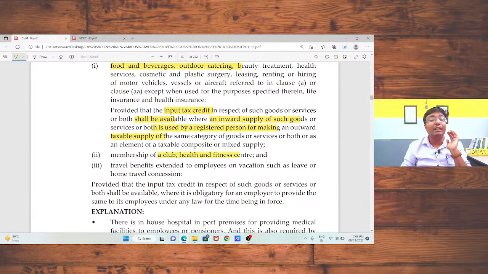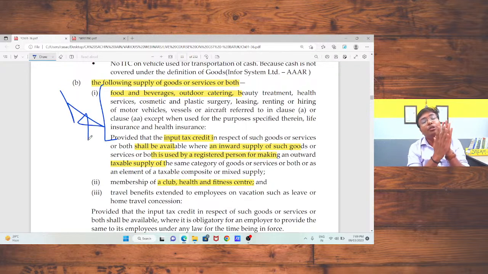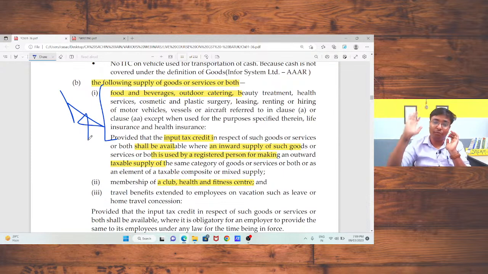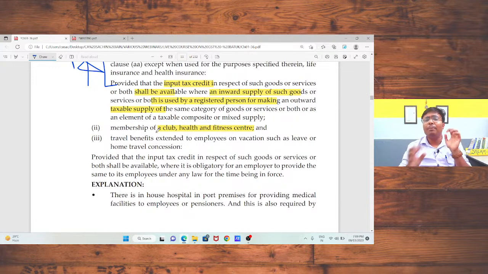Membership of a club, health and fitness center. Sir, another point is also that these services, in maximum cases you are going to provide to an unregistered person. So government says that the input tax credit related to those services is blocked credit as per section 17 subsection 5. Just for logic purposes, to memorize the concepts, I have taken this concept. Membership of club, health and fitness center: if you are going to take a membership of any club or health care center, in that case that input tax credit is blocked under section 17 subsection 5.